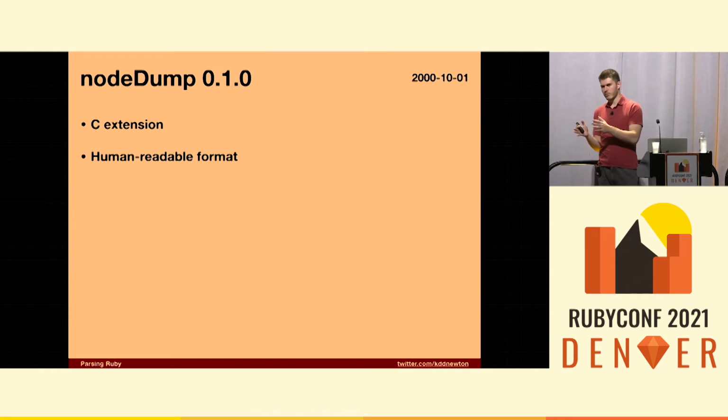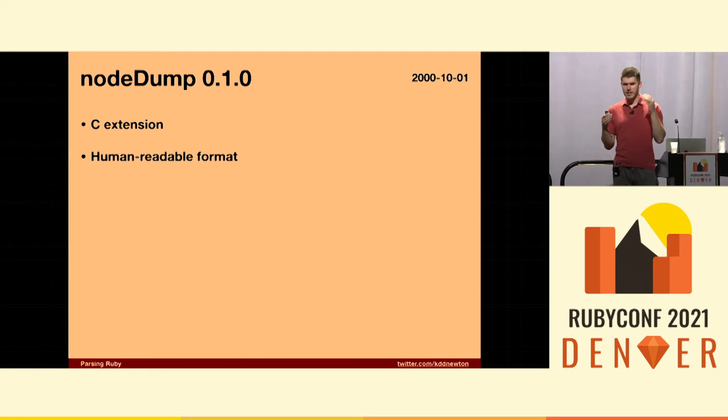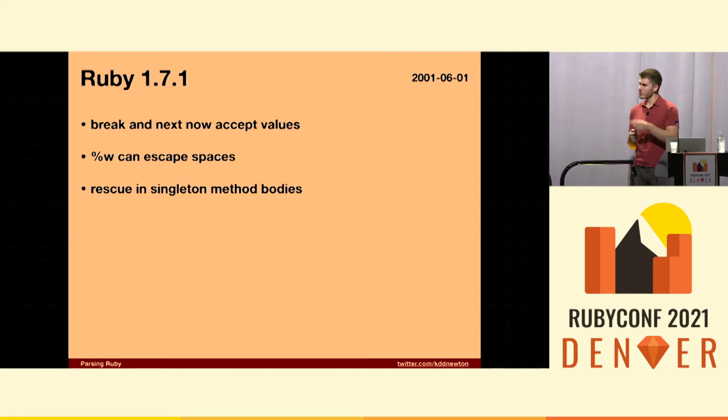So at the time, Ruby before 1.9 was a tree walk interpreter, meaning it took the AST that we already built up like we looked at, it walked over it and interpreted it as it went. Node dump took that AST and printed it out in a human readable format so you can understand it. This was the first attempt, to my knowledge, to take the Ruby AST and do something with it that was not execute Ruby.